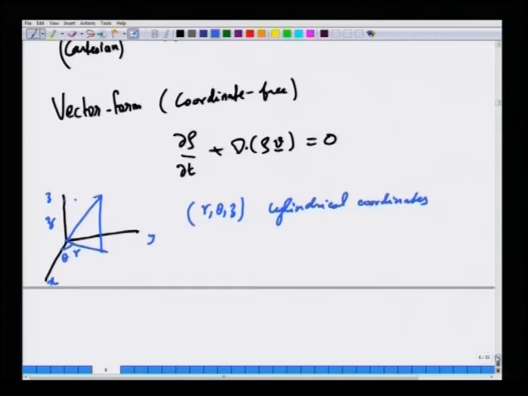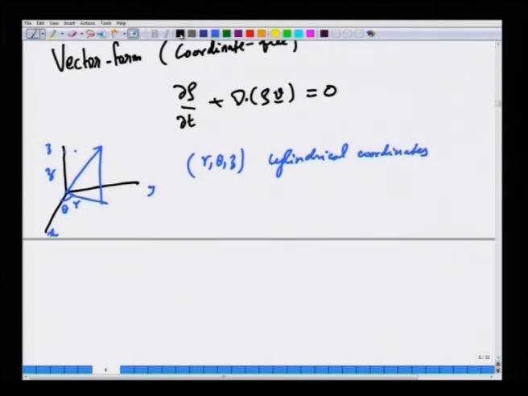Okay. Now, just as in Cartesian coordinates, the continuity equation or the mass conservation equation in the differential form becomes this.